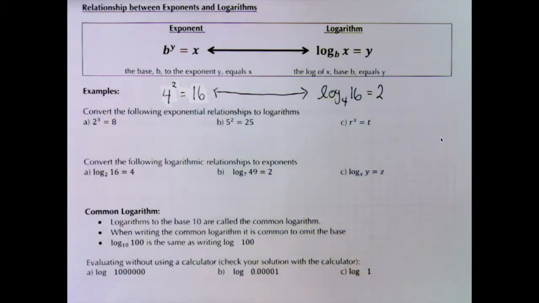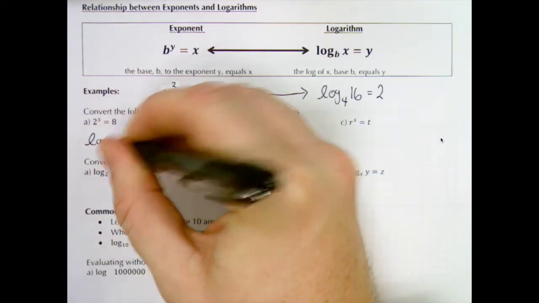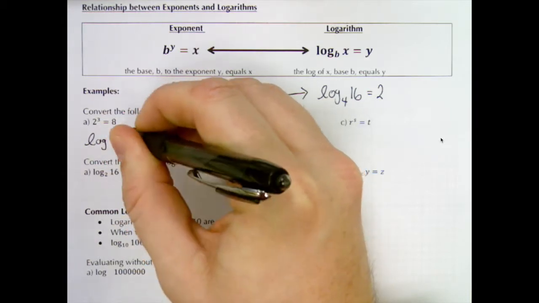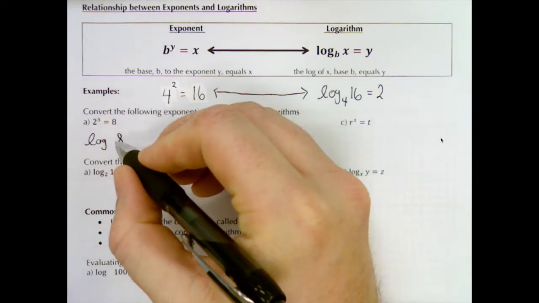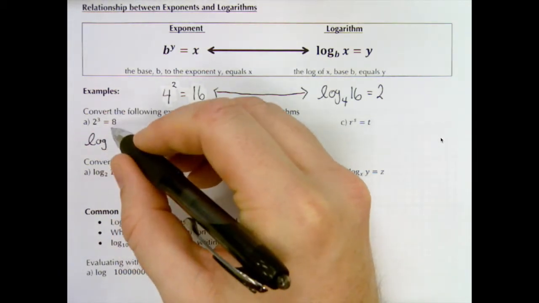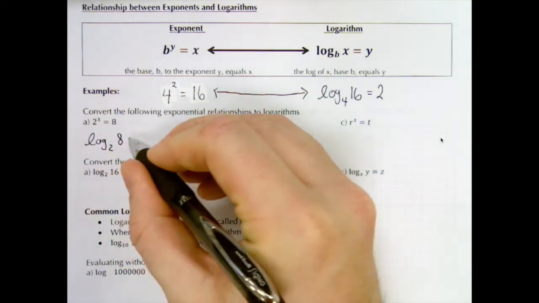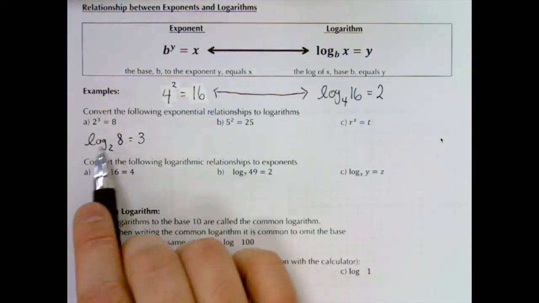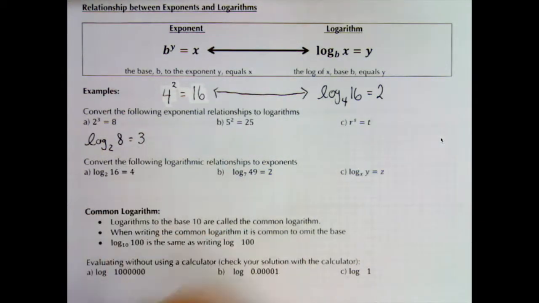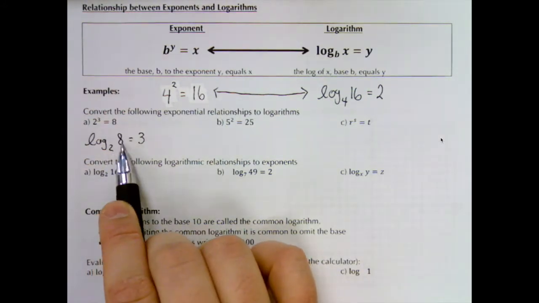Okay, 2 to the exponent 3 equals 8. So as a logarithm, we would keep the base the same. It would be log of 8 this time. Our input to our logarithm is the output of our exponential relationship. And the base of our exponent becomes the base of our logarithm. The answer to our logarithm is the exponent. So this is read as the log of 8 base 2 is 3, or to what exponent do we have to raise 2 to get 8? And the answer is 3.